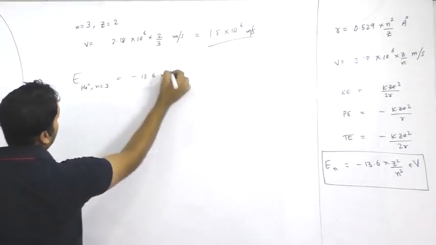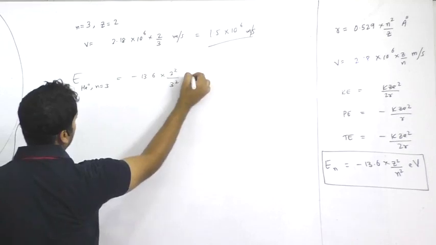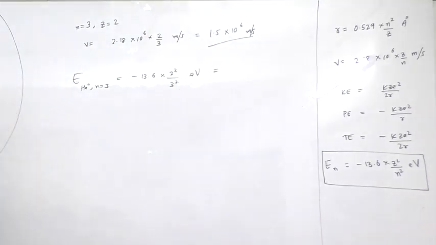into Z square by n square. So 2 square by 3 square electron volts. How much does this come to?